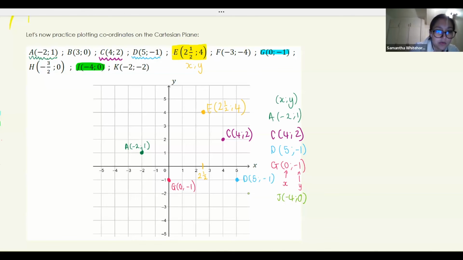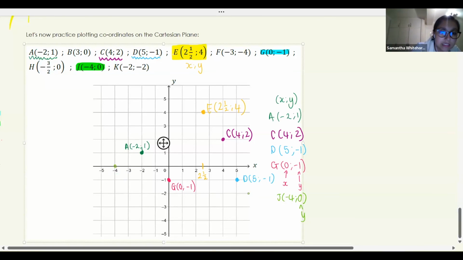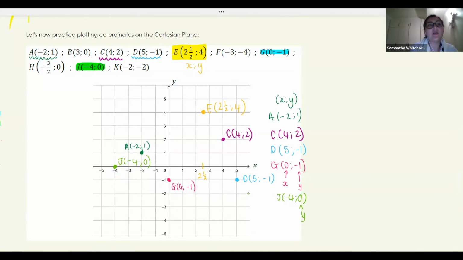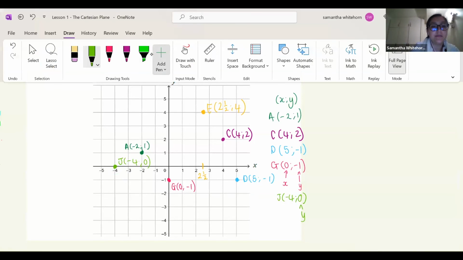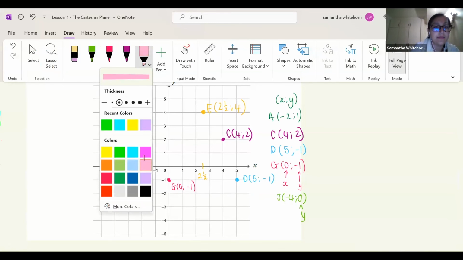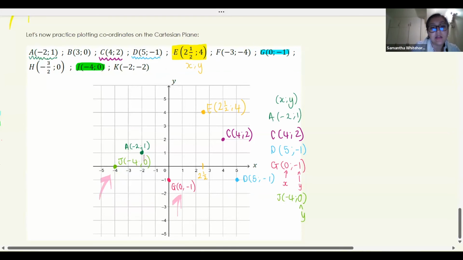So we go to -4 on the x-axis. Y is 0. So we're not moving up or down. We're staying on that axis. And so the point for J is going to be plotted on the x-axis at -4. And so if we just compare what we saw in J and G, we can see that when Y is 0, we end up sitting on the x-axis, and when x is 0, we end up sitting on the y-axis.